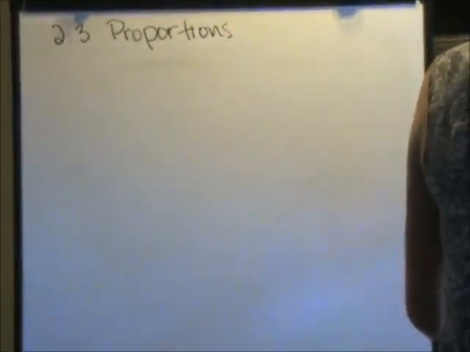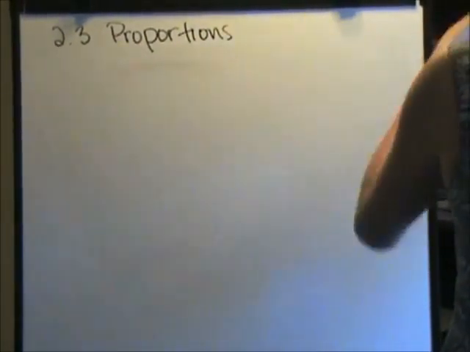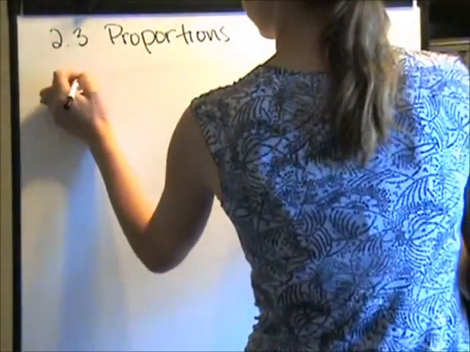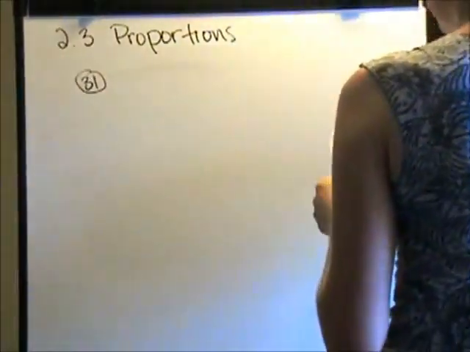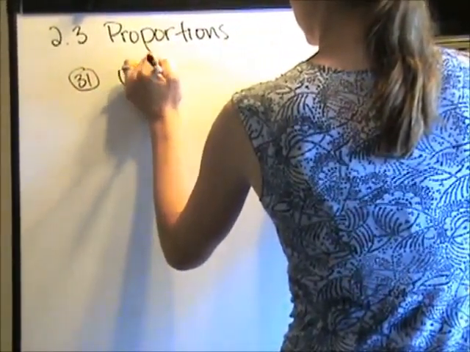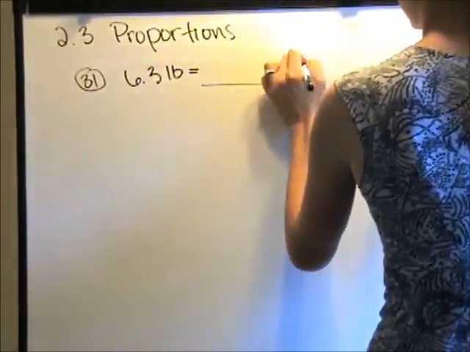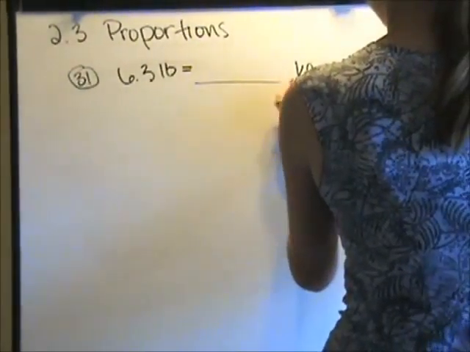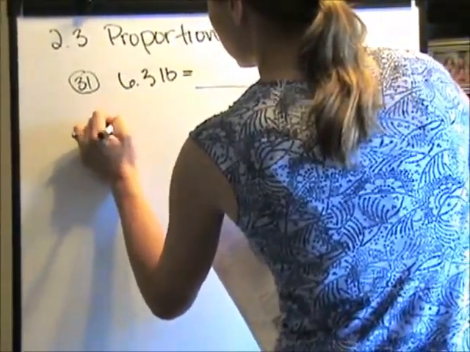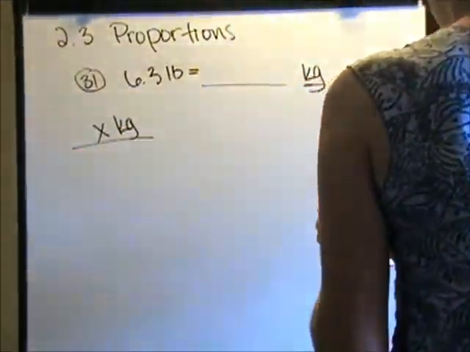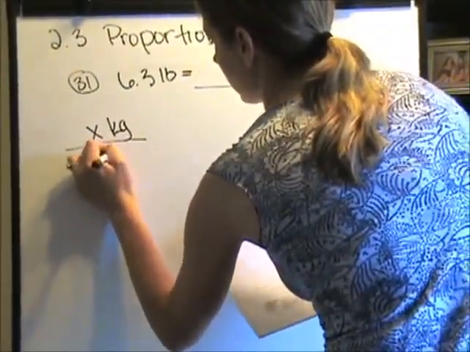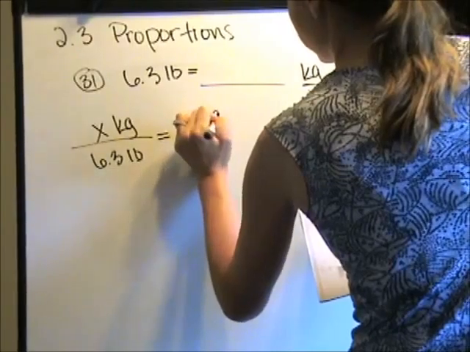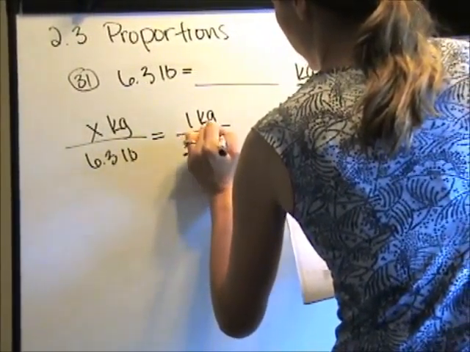Okay, let's look at the problems that are dealing with converting to kilograms and pounds. Number 31. We're going to convert 6.3 pounds to kilograms. So same thing, we're going to set up a proportion. The thing that we're solving for, x, is going to be kilograms, the variable that we don't know, and our known weight is 6.3 pounds, and we know that 1 kilogram is equal to 2.2 pounds.